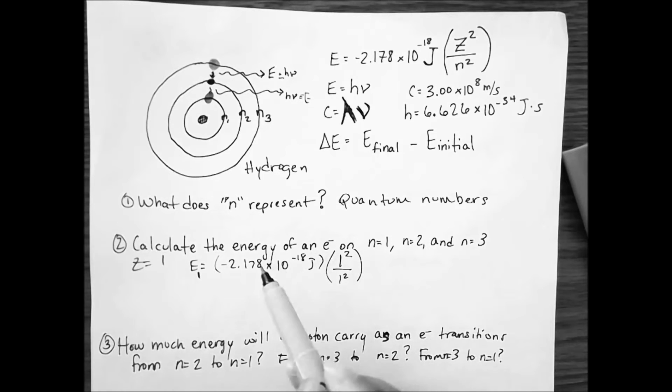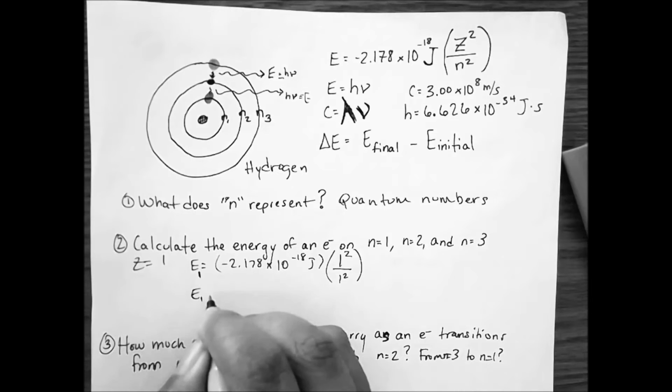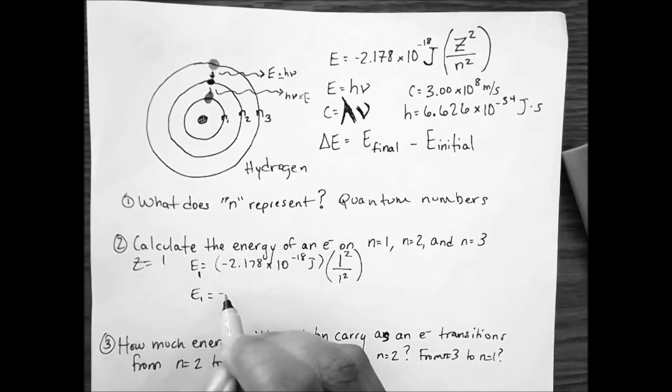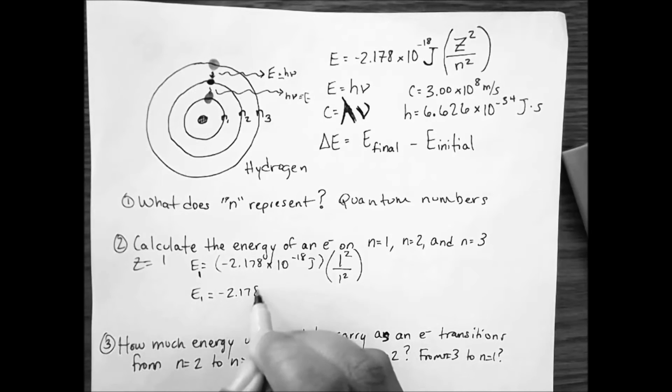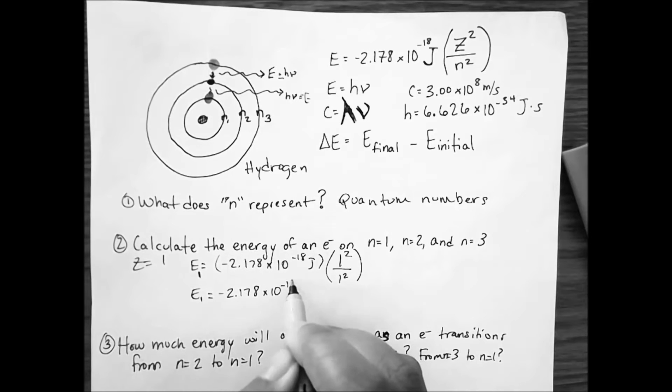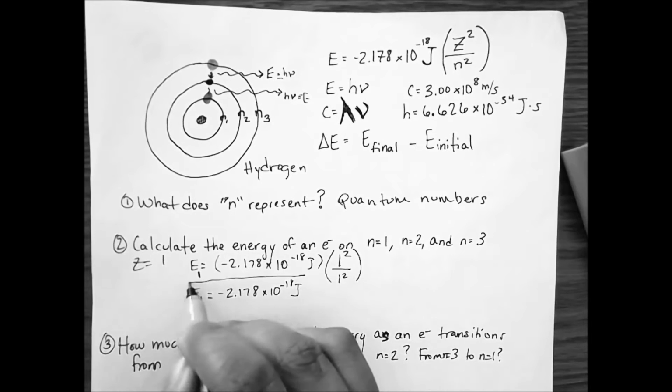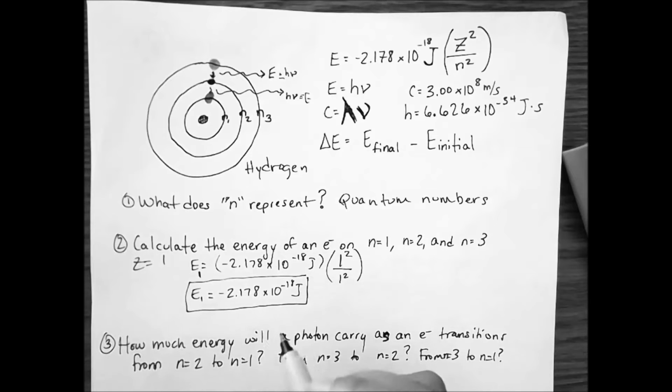What do you get when you multiply any number times 1? The same exact number. So your E1 was easy. E1 is negative 2.178 times 10 to the negative 18th power joules. So this is the energy required of an electron to live on the first ring.